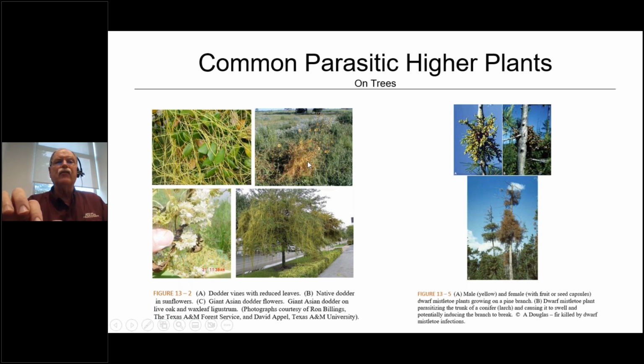And John Gudritis is very familiar with dodder because we worked on an invasive species of dodder once that invaded trees. And notice how it's yellow. It's a stringy vine. Notice it has no chlorophyll. It's usually orange. This is a native dodder. This is the invasive species that got into Houston. We call it giant Asian dodder.